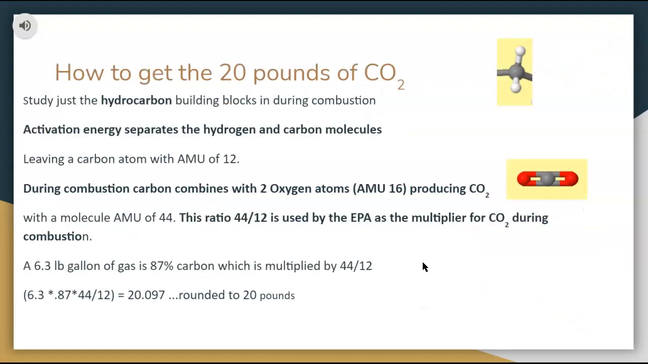Now that we understand some things about the chemistry, let's focus on how to get to the 20 pounds. First, you start with a carbon atom, which has an AMU of 12. You combine it with two oxygen atoms, which have AMUs of 16. This produces CO2. That molecule has an AMU of 44. This ratio of 44 over 12 is used by the EPA as the multiplier for CO2 during combustion. Here's the example worked for you: 6.3 times 0.87 times 44 over 12 gives you 20 pounds.